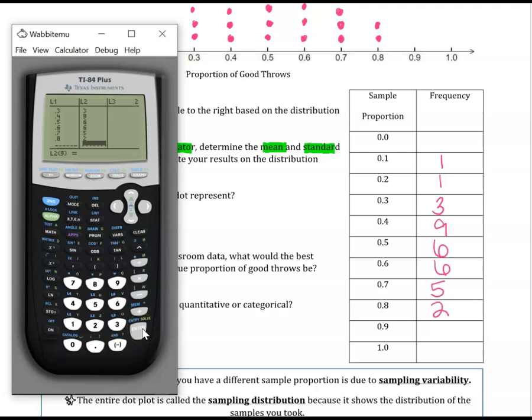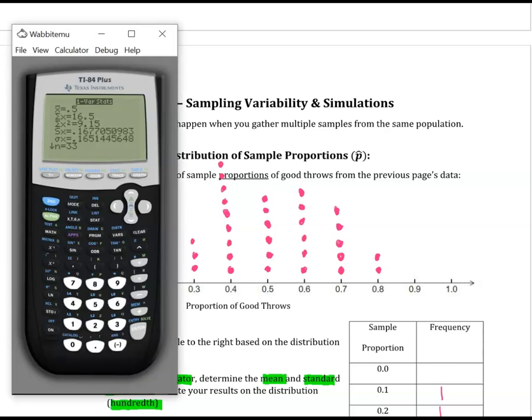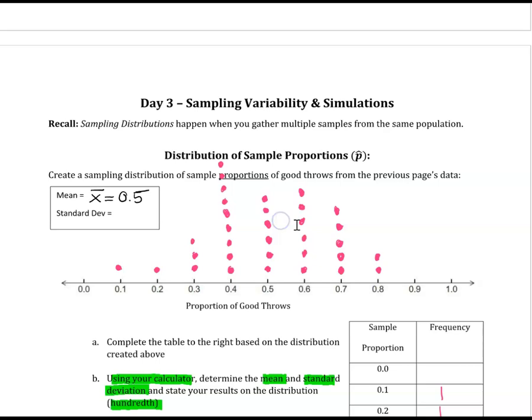Awesome. Now that I've done that, I'm going to do a little 1-var stat like what I would have done last unit. Perfect. I already have a frequency list in there for L2. If you don't, you would throw that in there, calculate, and there you have it. So it looks like our mean is 0.5, so I don't have to round that. My mean just happened to work out to be 0.5. And my standard deviation is 0.17. So your upside down baseball cap, 0.17 to the nearest hundredth.